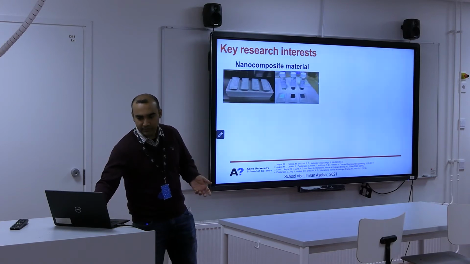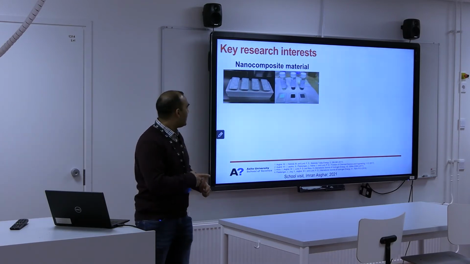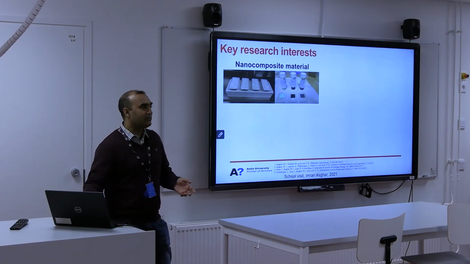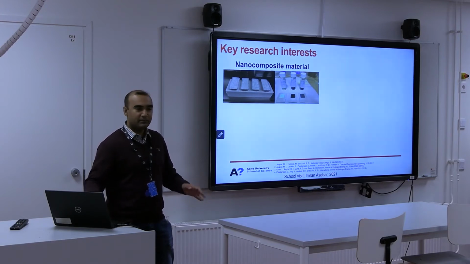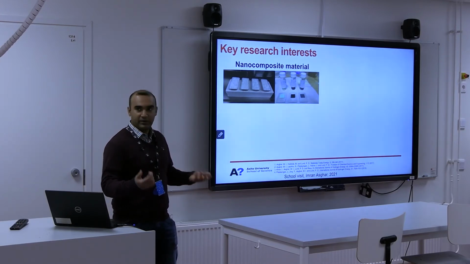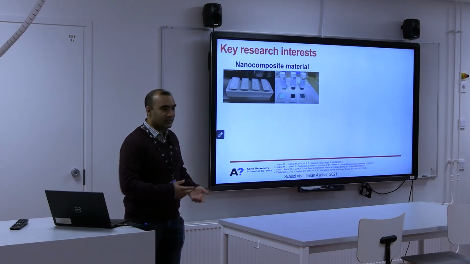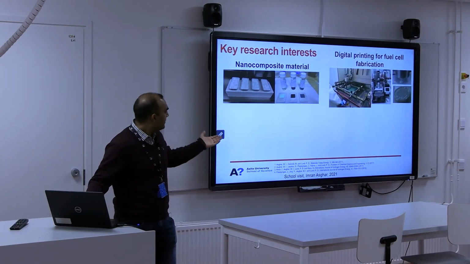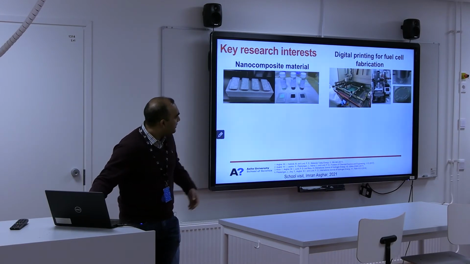But what are the key research areas? As I said, we synthesize nanomaterials which look like this. So we are doing quite much chemistry actually in our labs, although we are in the physics department, but the fields are so multidisciplinary that you need to understand chemistry as well. And then we make our devices. Basically, this is screen printing, and you see a 3D printer there.